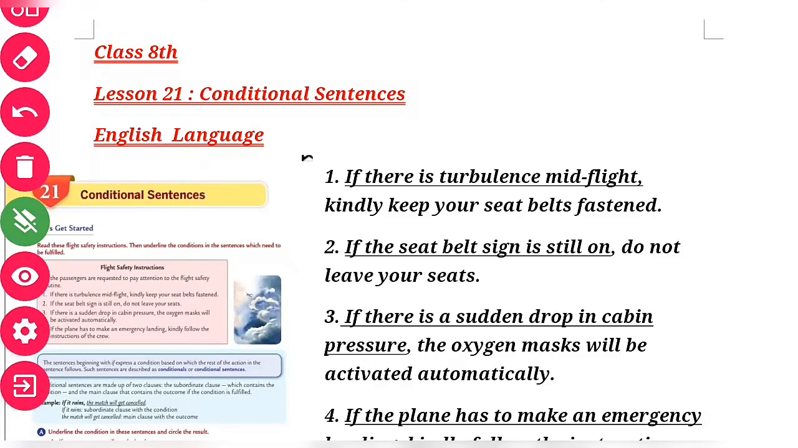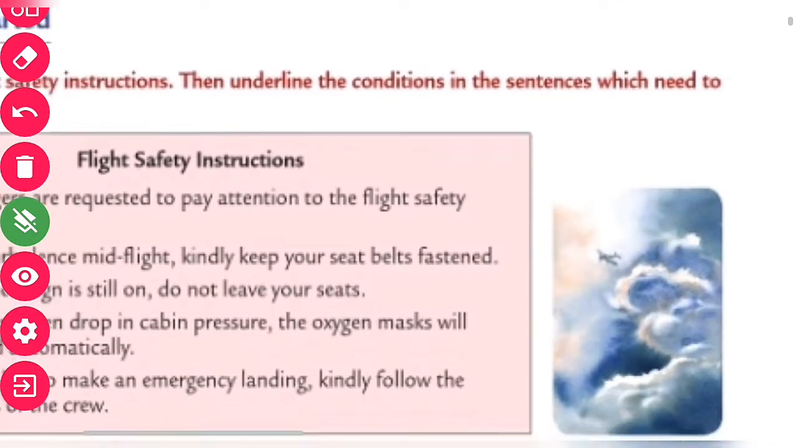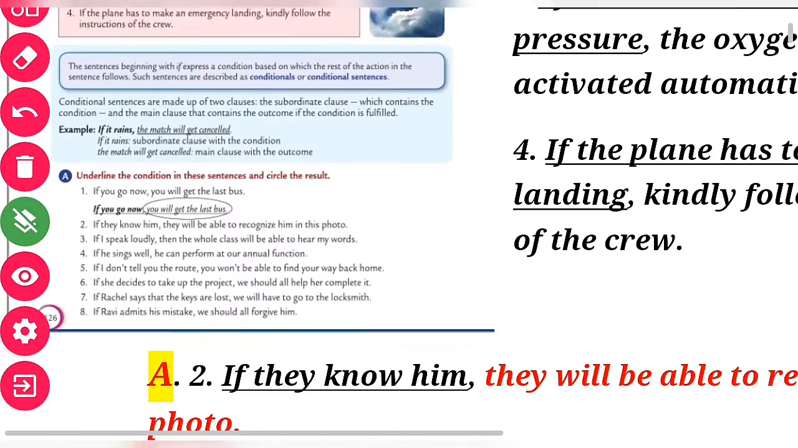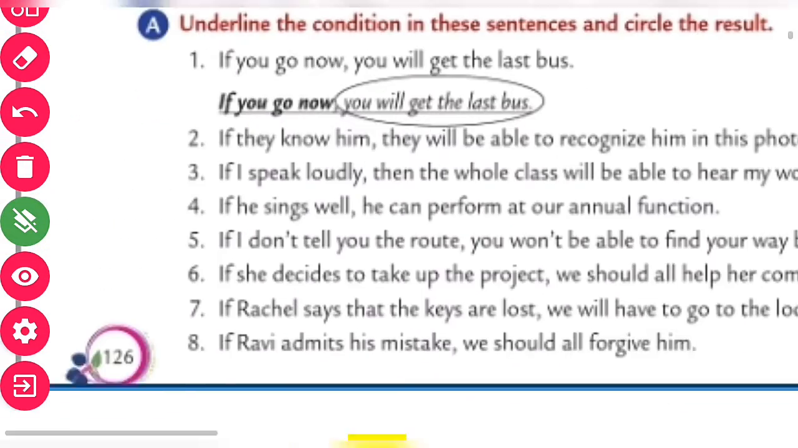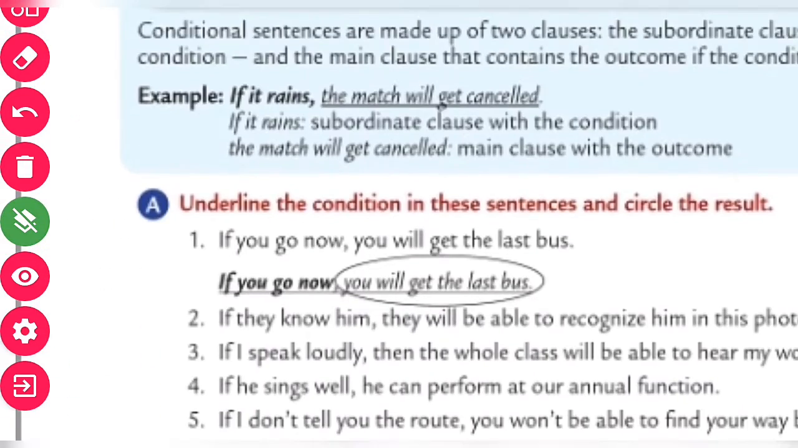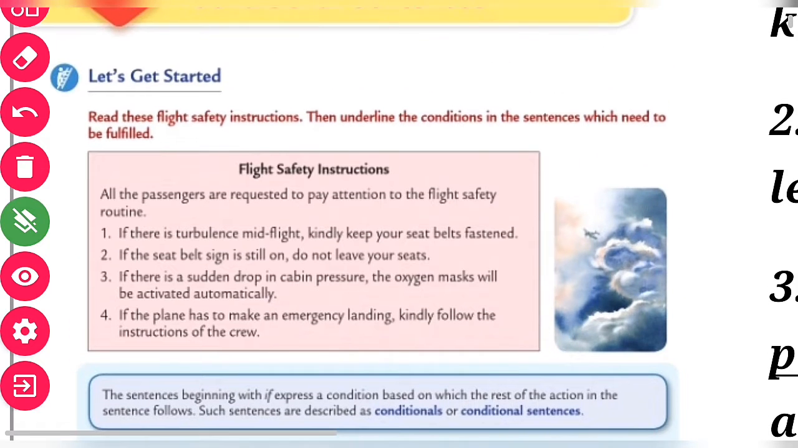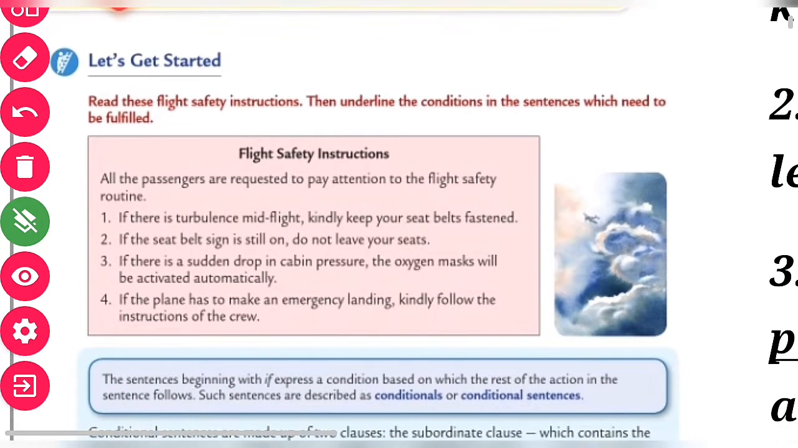Today we are going to discuss lesson number 21, that is conditional sentences. Before starting the class, I would like to request all the students to please take out your Collins English Grammar book, page number 126. Okay, so here is the first page of the chapter. Let's Get Started is given.